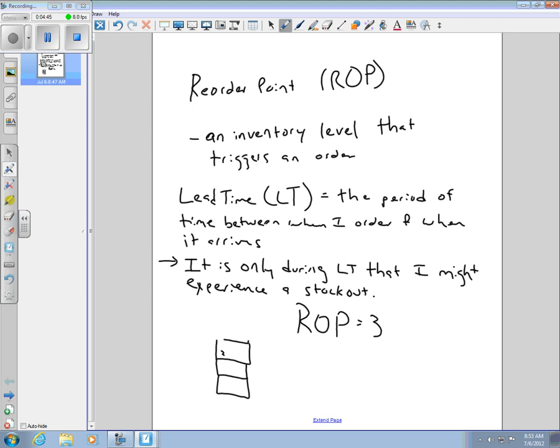So what happens is I hit that 3 books are laying there, and I'm waiting for the order of books to come in. And somebody comes in, they buy another book, and I'm down to 2. I'm still waiting on those books to come in, and I sell another one, and I'm down to 1 book, and then the order arrives, hopefully. Okay, what else could happen?